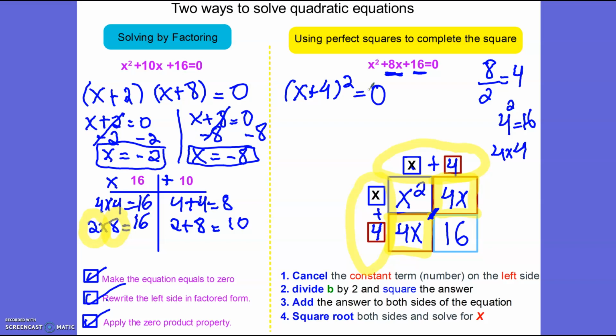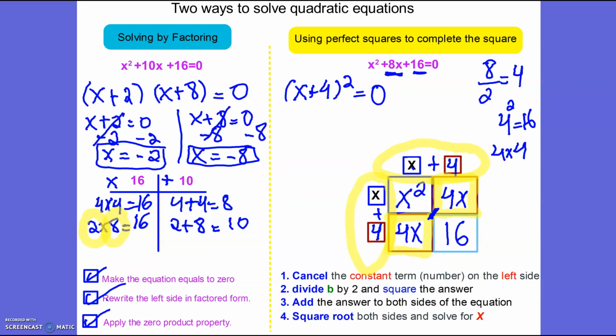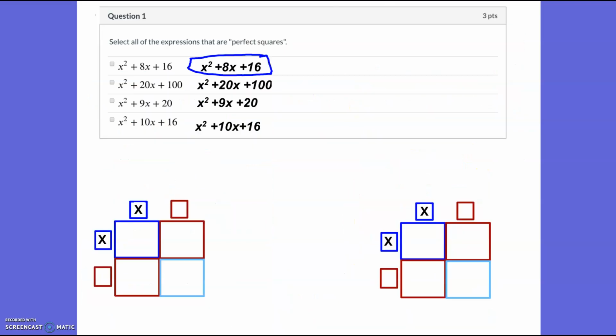So on the next problem, we are going to complete the square. Select all the expressions that are perfect squares. So for this one, we just finished working on this one. And we know that this is a perfect square. So we already solved this one. Yes, it is a perfect square. So this would be 1.